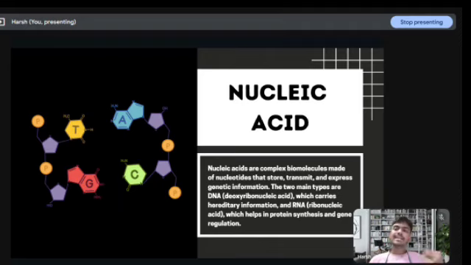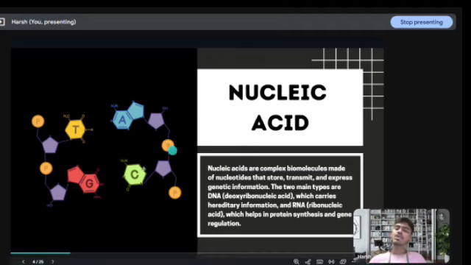So, what are the types of nucleic acid? What comes under nucleic acid? There are two types. One is DNA, one is RNA. DNA is deoxyribonucleic acid, and RNA is ribonucleic acid. The structure which you can see here is the nucleic acid at the minute level.